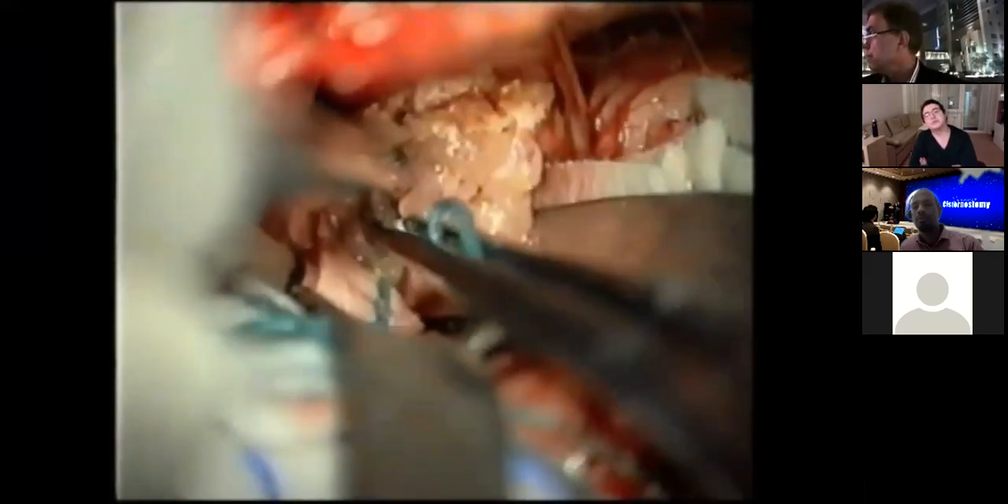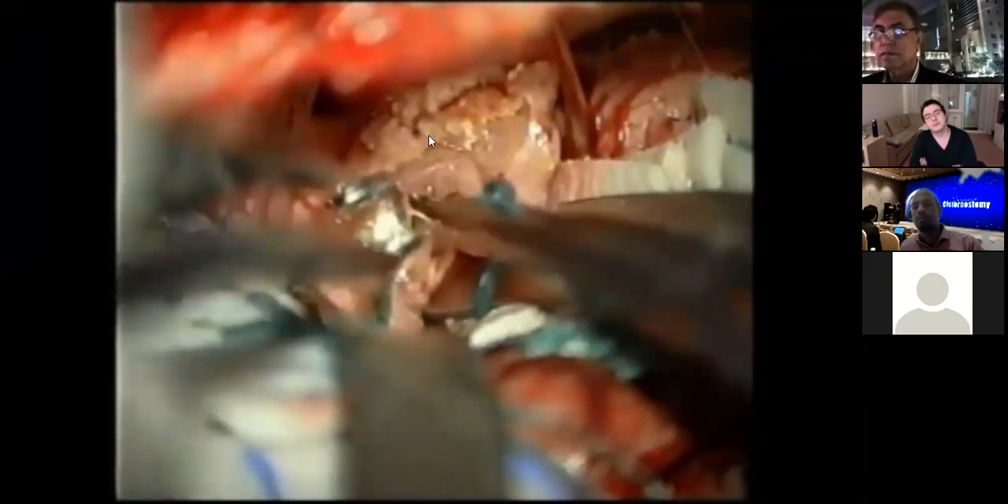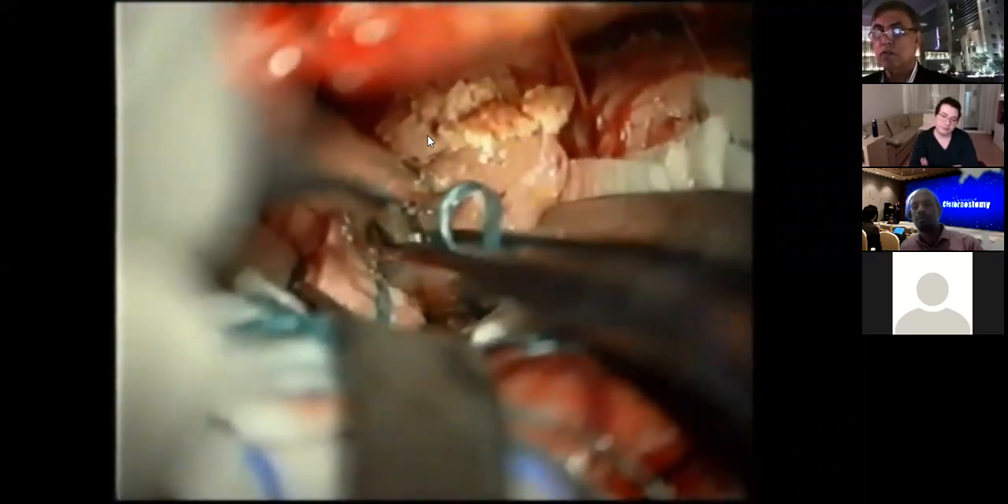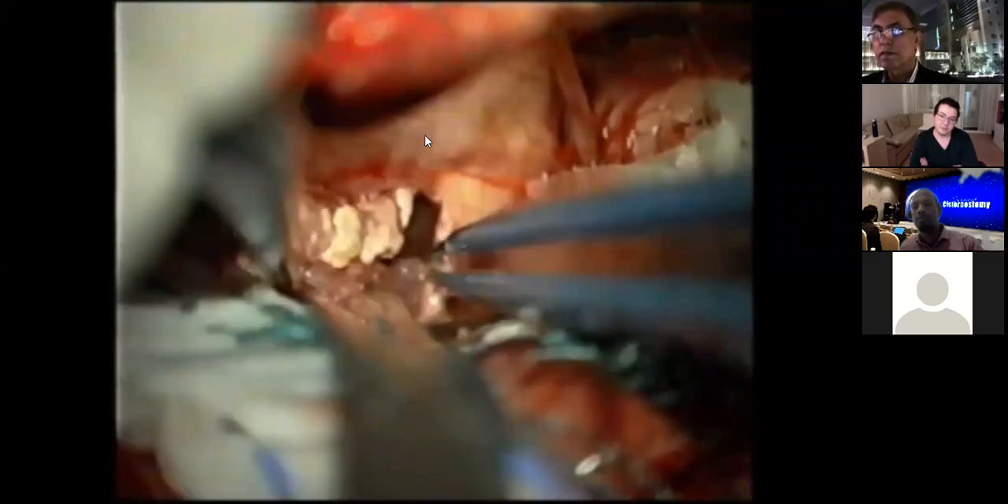So there we are. So tumor after tumor, it's a school of thought, it's not one case. So here, we're splitting it from the right optic tract. Okay.